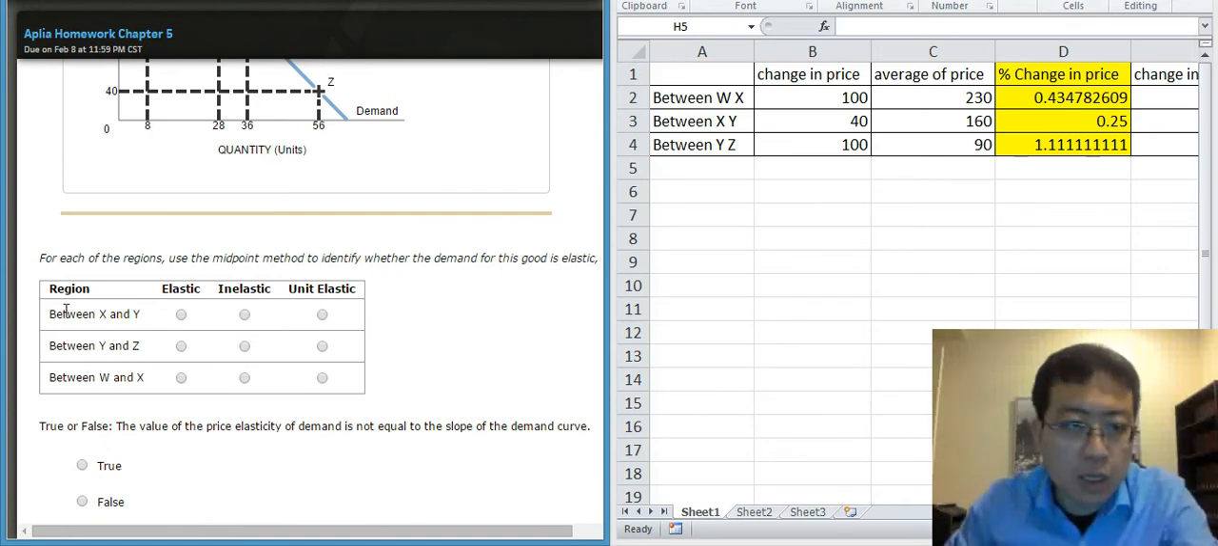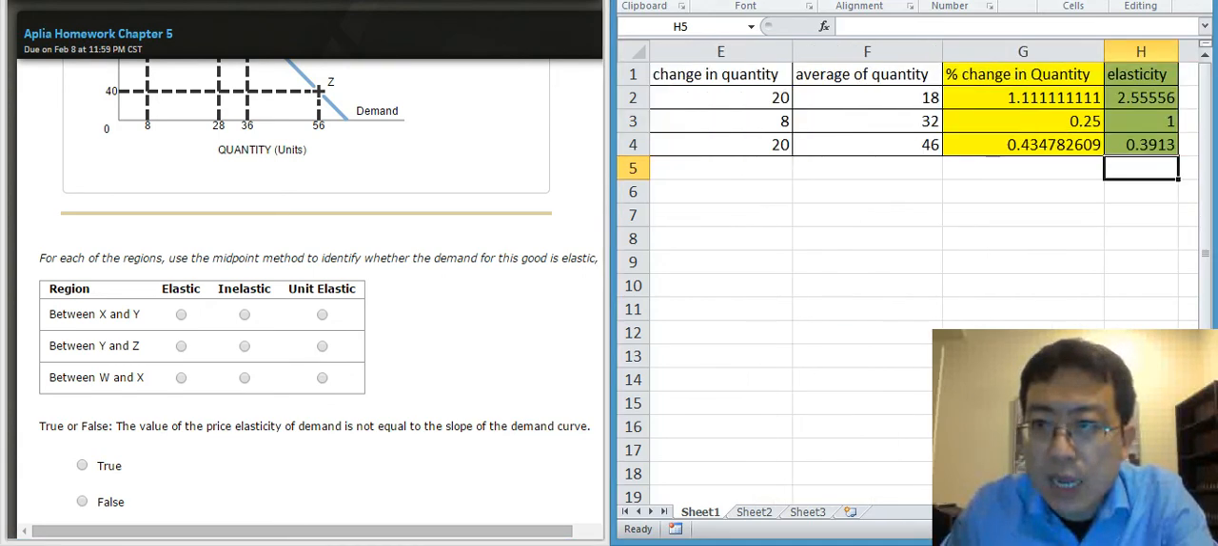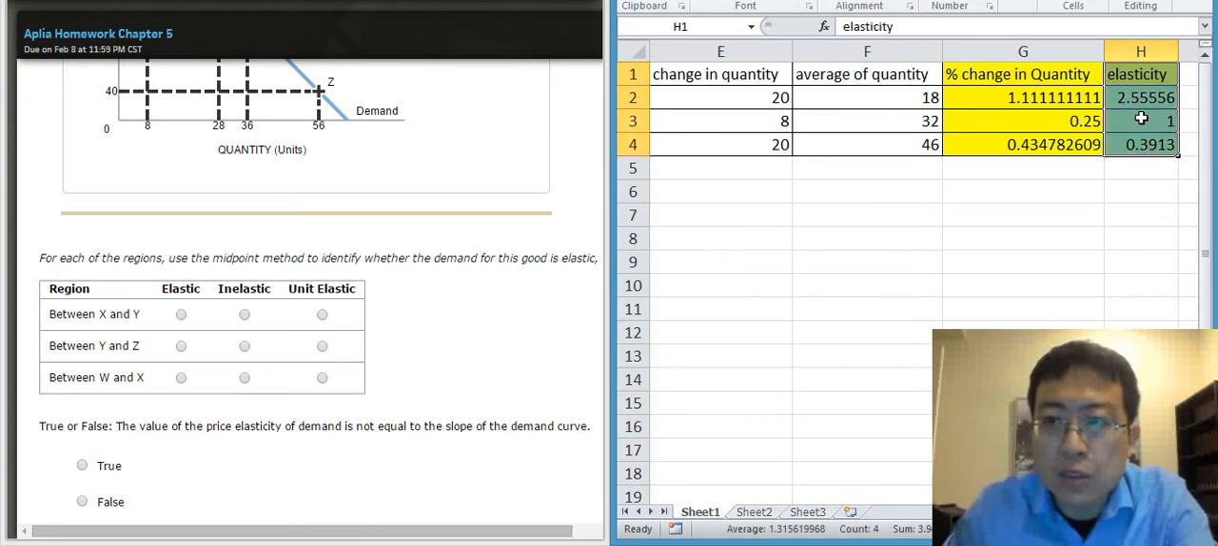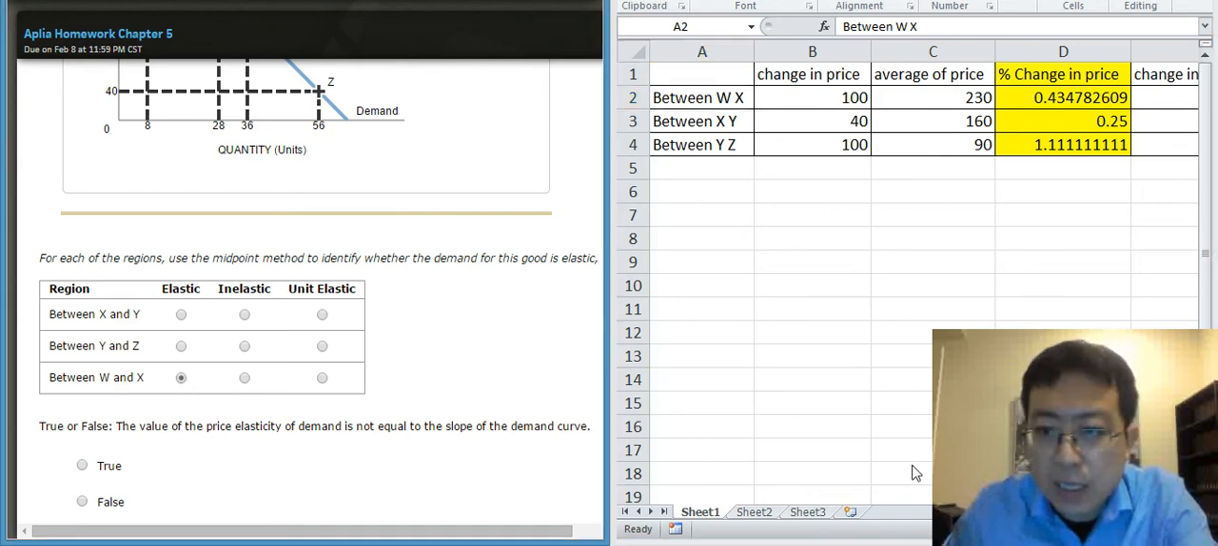So now it's asking you to fill this table over here. So between these three segments, which one is elastic, which one is inelastic, and which one is unit elastic. So if you remember, every time your elasticity is more than 1, we call it elastic. So from these three elasticities over here, the only one that's more than 1 is the first one, which is from W to X. So from W to X, we call this elastic.